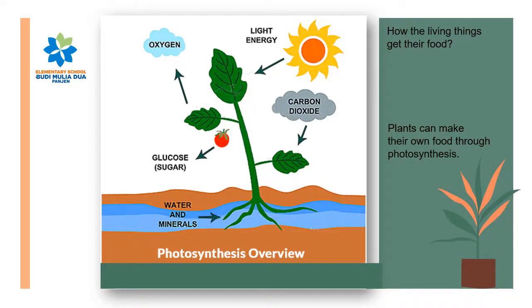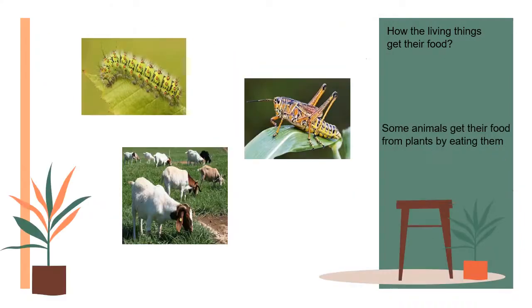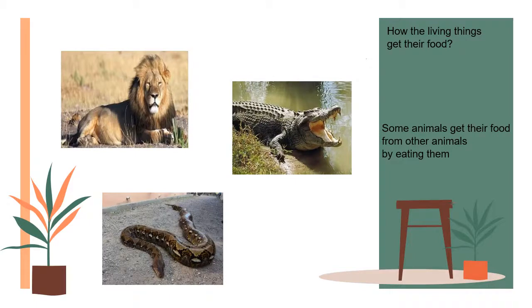How do living things get their food? Plants can make their own food through photosynthesis. Some animals get their food from plants by eating them. Some animals get their food from other animals by eating them.